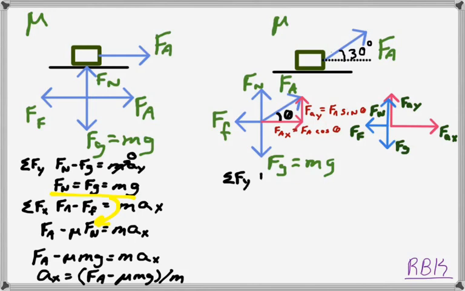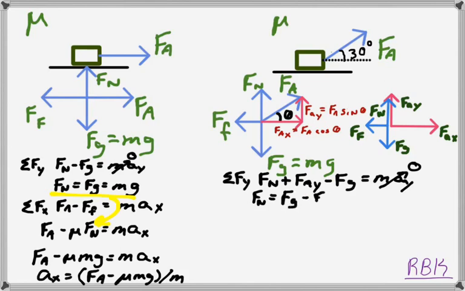The next object, the big difference is in the y direction, force normal and force applied are in the positive direction, force gravity is in the negative. So I get force normal minus force applied y, plus force applied y minus force gravity equals 0 because we're in equilibrium in the y direction. So force normal equals force gravity minus Fay. And keep in mind Fay is Fa sine theta. So force normal is mg minus Fay.